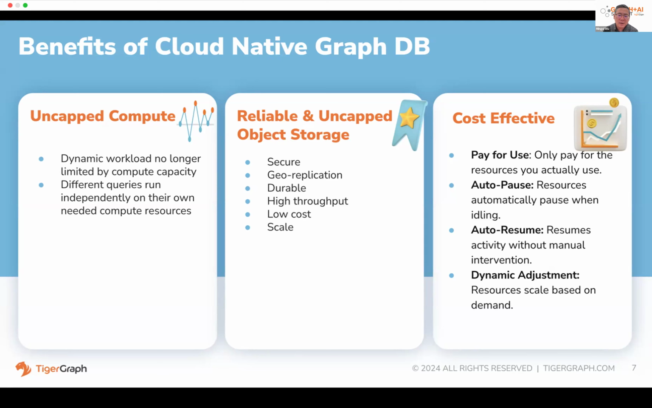And another big benefit of object storage is having high throughput. The high throughput comes from the replica of your objects. And also it has low cost and scale at the planet level. And everything happening in the cloud is cost effective because it's pay for use, and it can auto pause and auto resume when there are no activities and when there are activities picking up, and it can also dynamically adjust.